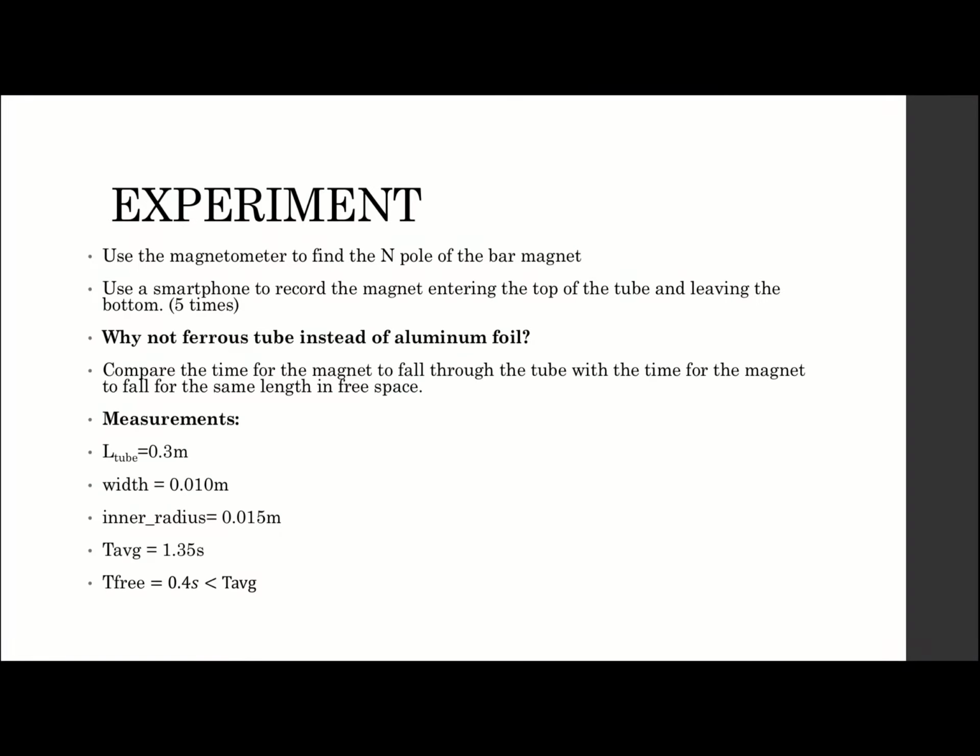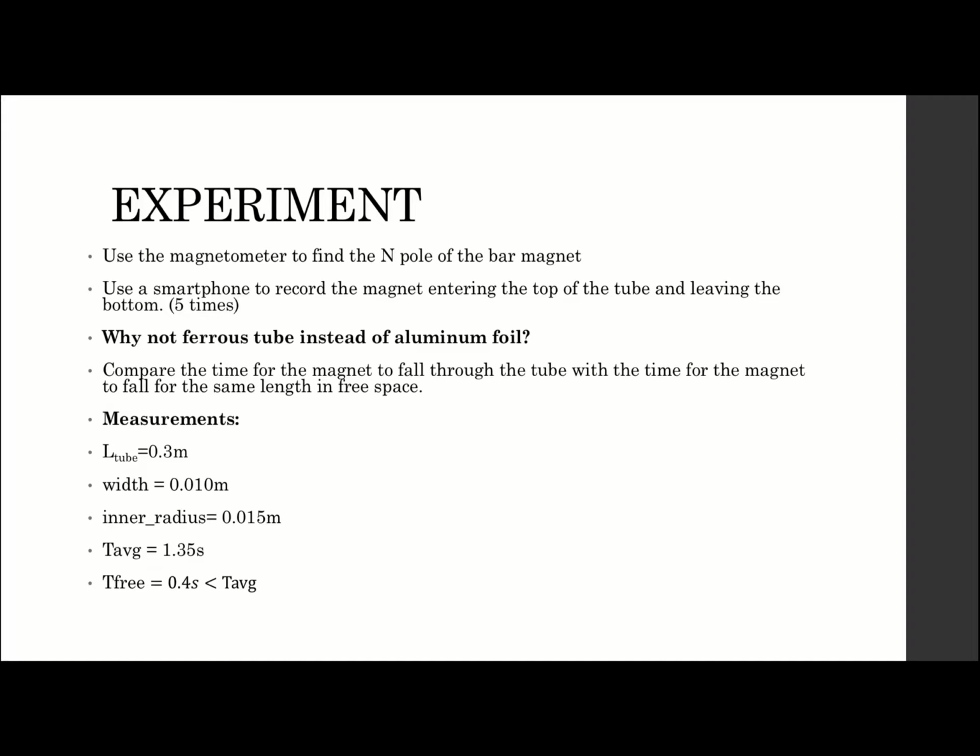In the real-life experiment, I first used the magnetometer in my smartphone to find the end pole of the bar magnet and make it point up, and then used the phone to record the magnet entering the top of the tube and leaving the bottom. I recorded the time 5 times to get an average total time. I used an aluminum foil instead of a ferrous tube because the ferrous tube may attract the bar magnet and affect the time that I recorded.